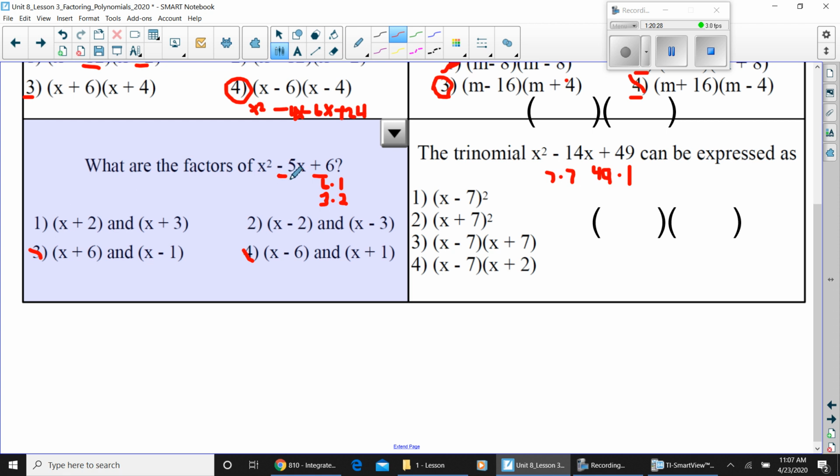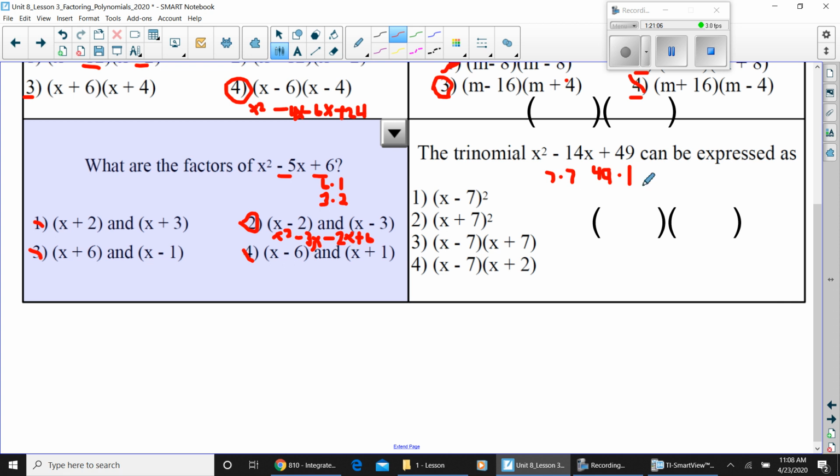So which one of these would add to a negative 5? Positive and positive would equal positive 5. That's out. 2 is your answer. And if you do distributive property, you get x squared, x times negative 3, negative 3x. Negative 2 times x is negative 2x. And negative 2 times negative 3 is a positive 6. And that would be negative 5x in the middle when you combine it.